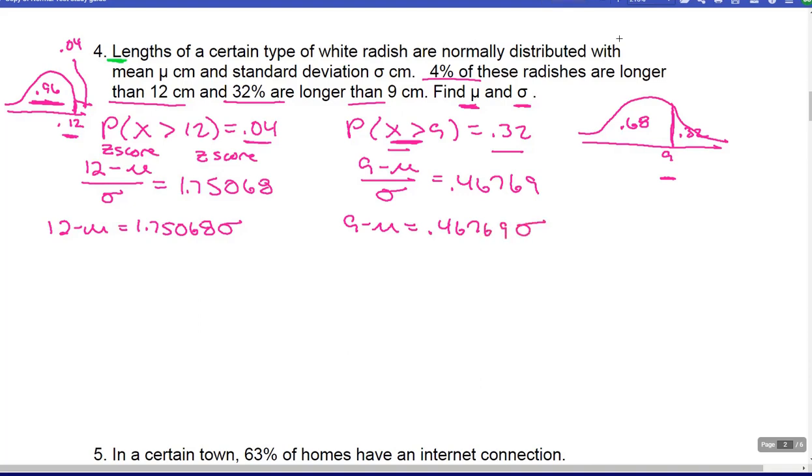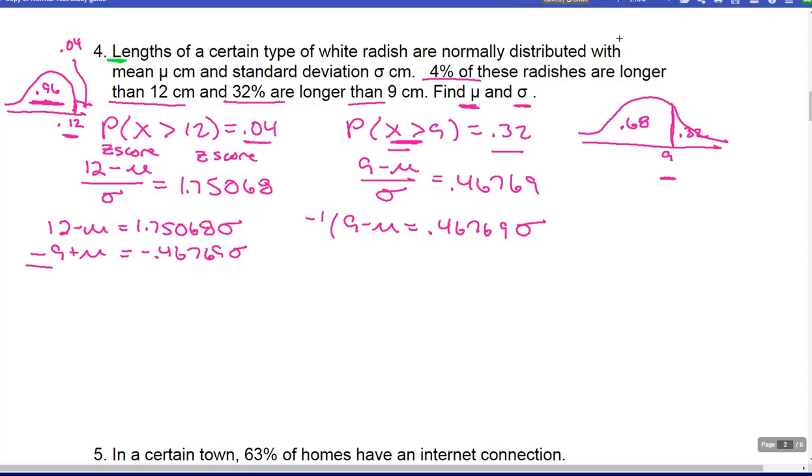Now what am I going to do? We're going to multiply one of the equations by -1. And it doesn't make a difference. I'm going to pick this one for no reason other than the fact that it happens to be smaller than 12. But it doesn't make a difference, okay? So if I multiply this by -1, the entire thing, it's going to be -9 plus mu equals -0.46769 sigma. Does that make sense?